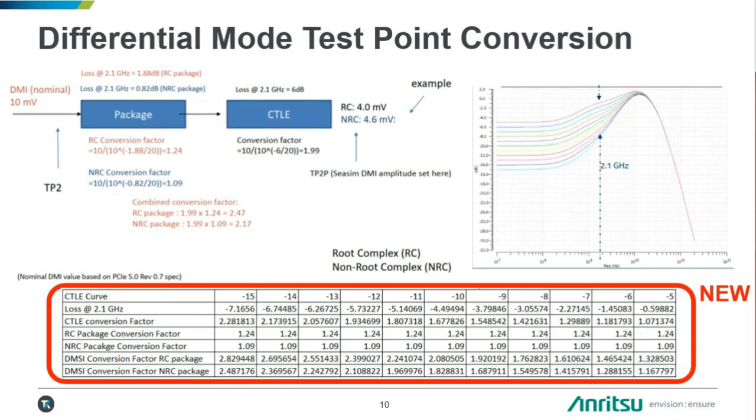So you have to consider the attenuation from the package and then also the impact from the CTLE. And so what you see is a combined conversion factor, and that's going to be different if you're doing root complex or non-root complex. So you're going to need to make that adjustment to have that alignment with the spec. Since it is dependent on the CTLE, that needs to be considered as well. So you have to know what that optimal CTLE will be. Within the combined solution of Anritsu and Tektronix, we have a method for addressing this and reducing the complexity of this particular aspect.